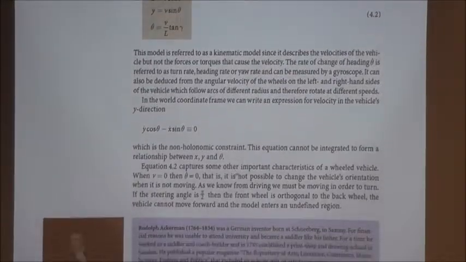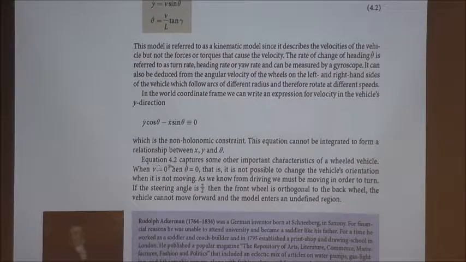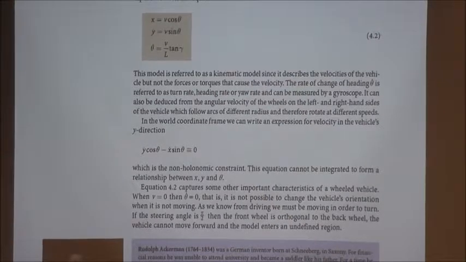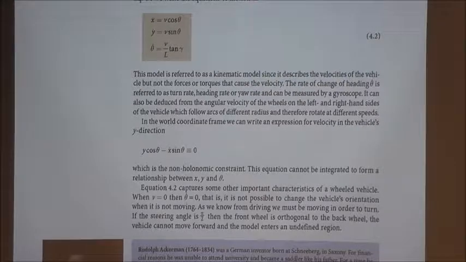As we said earlier, this equation captures some other important characteristic of the vehicle: if velocity v is zero, then theta dot is also zero. That is, it's not possible to change the vehicle orientation when it is not moving. Very obvious. When the car is not moving, you're not going to go anywhere. If it's run out of gas, of course you can put it in neutral and push it. But that's about it. By itself, it cannot do that.